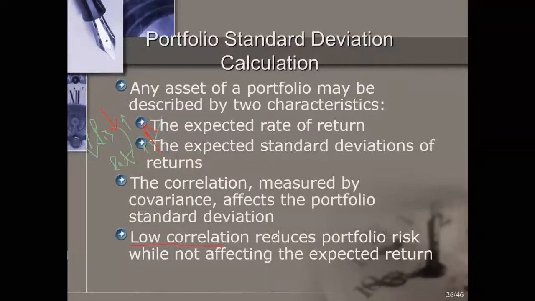Whenever a correlation is reduced or it becomes negative, you can say lower correlation, it will reduce our risk, but it will not affect our expected return. Our expected return will remain the same. This is the general understanding of portfolio making.